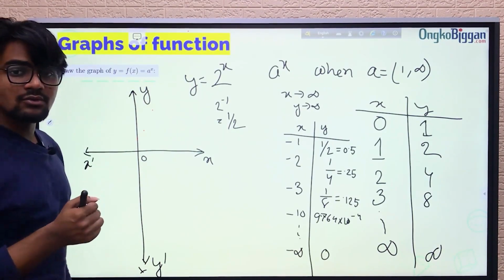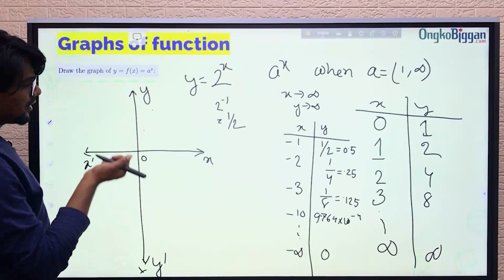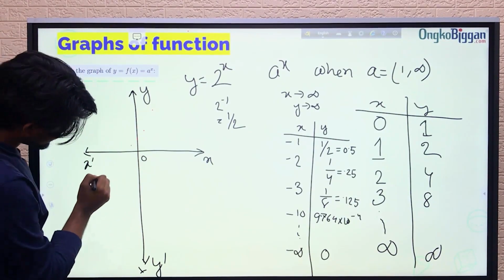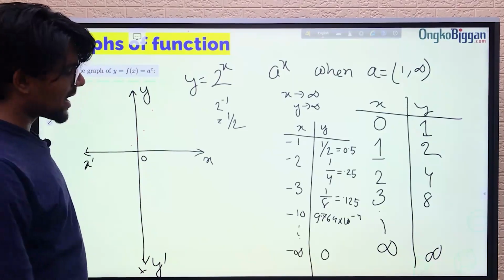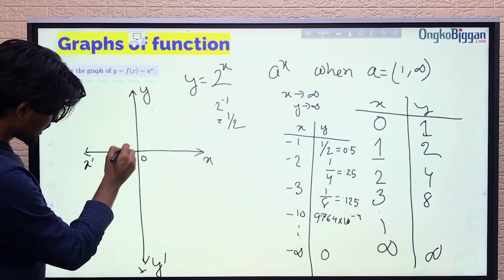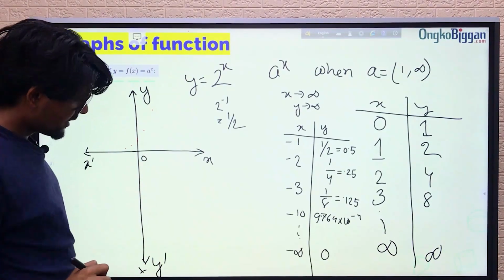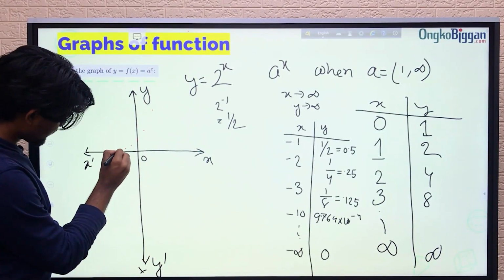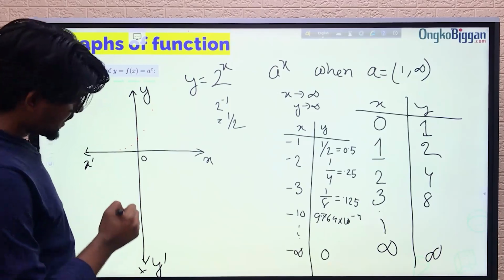If x is equal to minus 1, we get the value of 0.5. So it will be somewhere here. When x is equal to minus 2, we get 0.25, so it will be half of the previous point. Similarly, if x is equal to minus 3, we get 0.125, again half of the previous point.